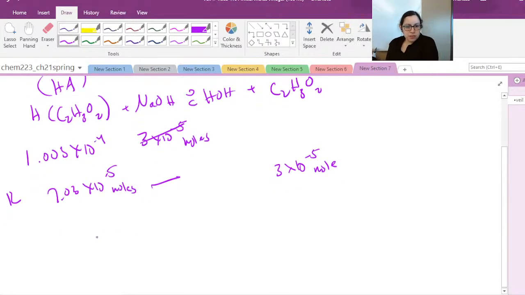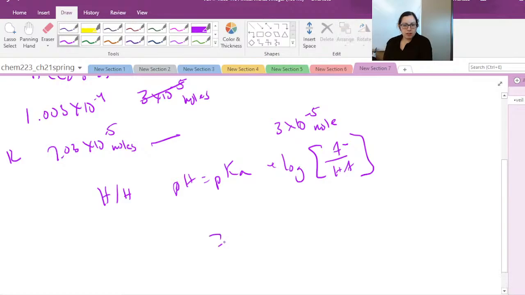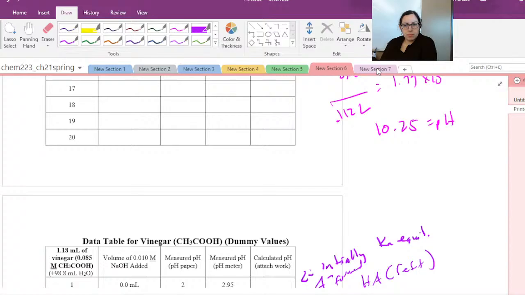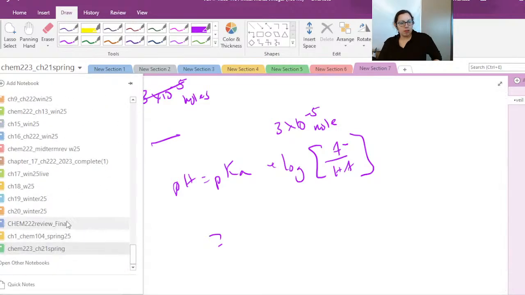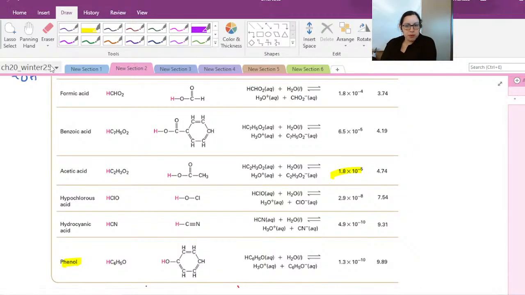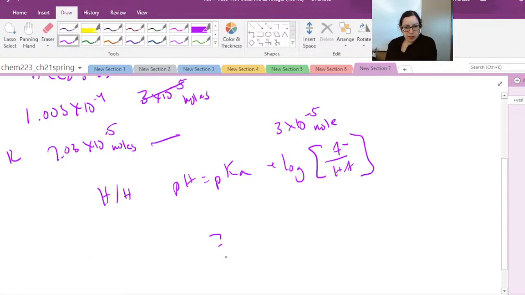And so then this just turns into Henderson-Hasselbalch, log of base over acid. What's the pKa of vinegar? Anybody have that handy? Look at my other notes. Let's see. Vinegar, are you on there? Acetic acid, 4.74. I feel like I should have memorized that by now, but I haven't.